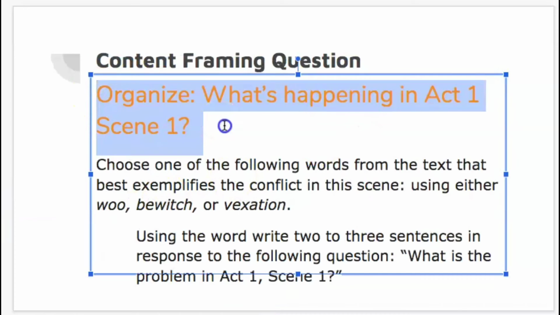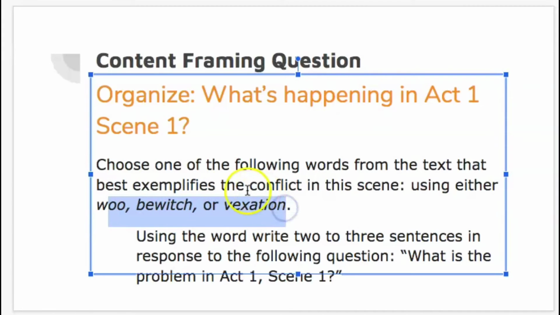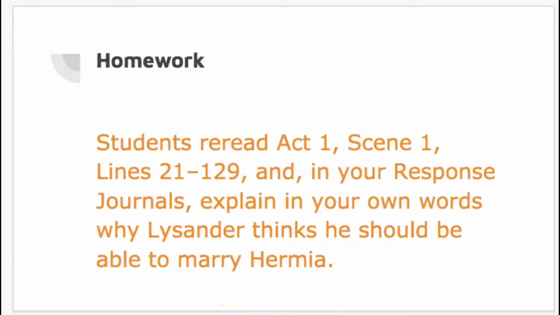Now let's ask ourselves, what's happening in Act 1, Scene 1? Then I want you to choose one of these words that best exemplifies the conflict in the scene, and using that word, write 2 to 3 sentences to respond to this question. What is the problem in Act 1, Scene 1? For homework, reread Act 1, Scene 1, lines 21 through 29, and in your own words, explain why Lysander thinks that he should be able to marry Hermia.